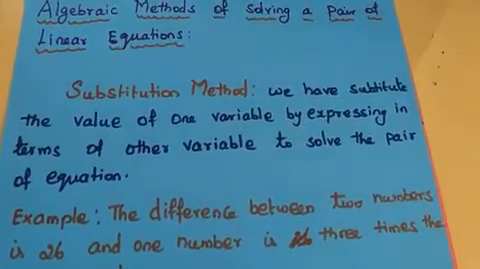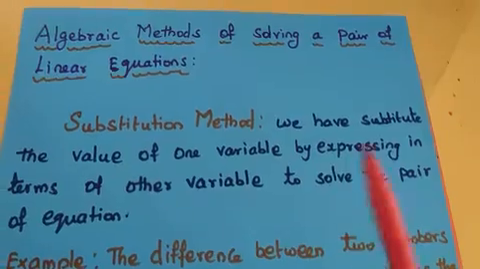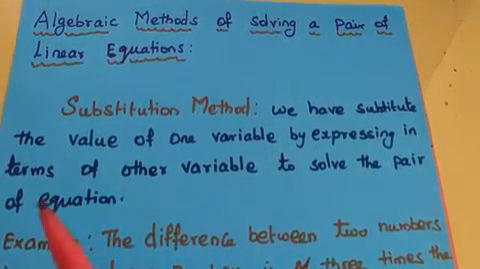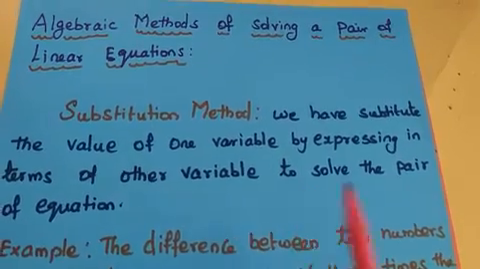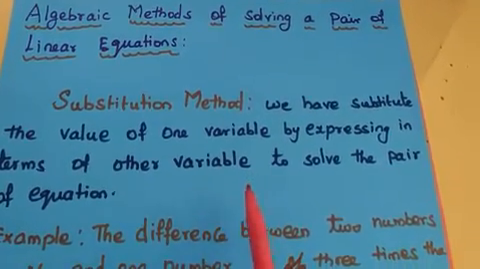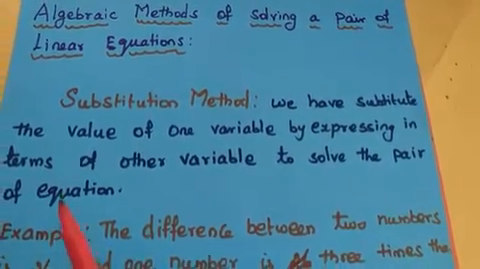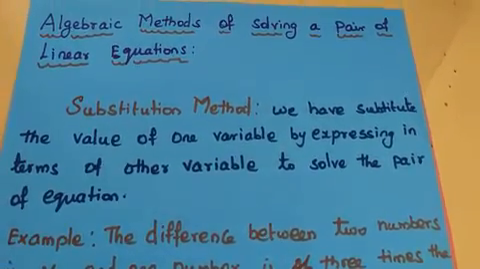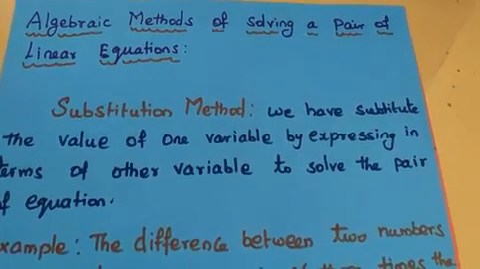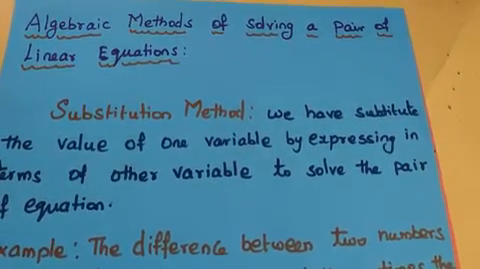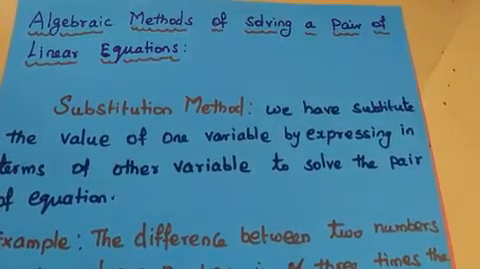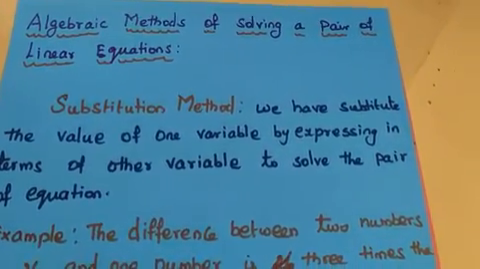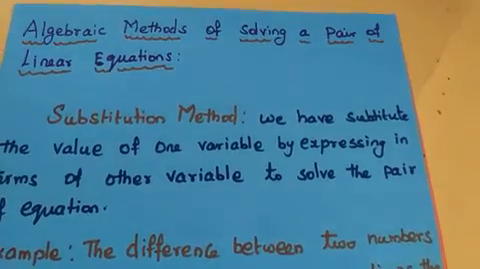Right? The first method is the substitution method. Substitution method is nothing but we substitute the value of one variable by expressing it in terms of the other variable to solve the pair of equations. Nothing difficult. If you have two equations, from one equation we will assume the value of one variable in terms of the other, x in terms of y, otherwise we can assume y in terms of x.